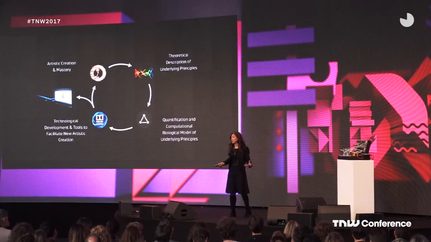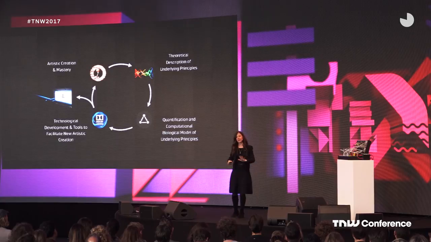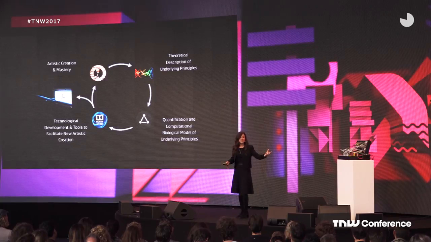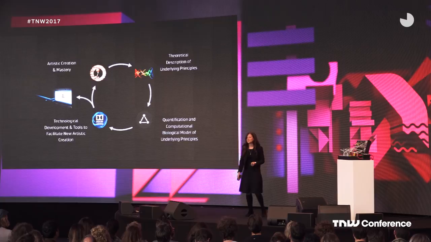And then the next stage is we start to describe those things theoretically, and then we move to where we can computationally model this. And once we can computationally model things, we turn them into algorithms. And that's sort of where I live right now, somewhere in that space. And once we start doing that, we're able to build technologies that affect us today, but also inform the artists of the future. So we'll start with this.